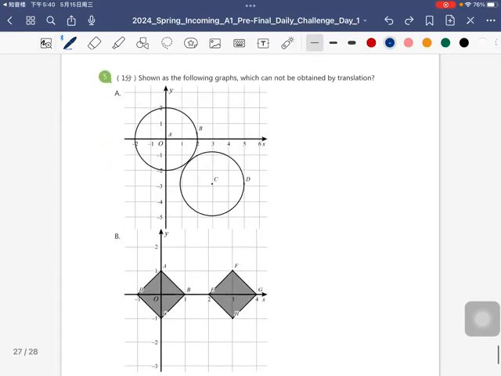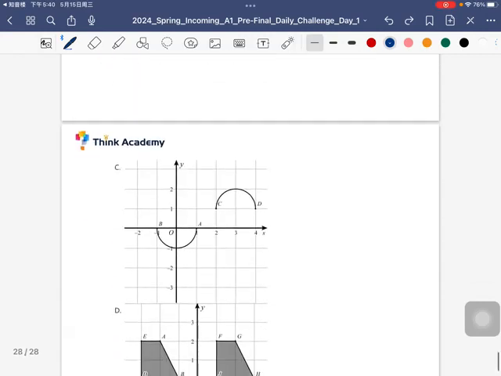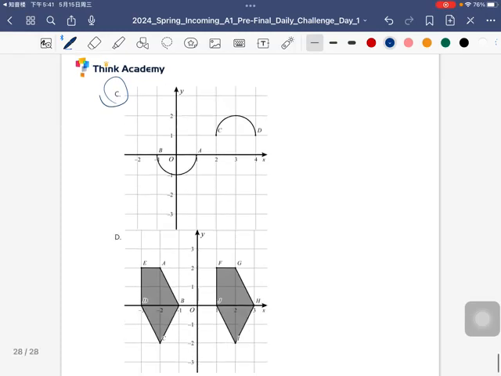All right, and then for the last problem, it's showing us the following graphs, and asks which cannot be obtained by translation. So translation means movements, right? You're moving to the left or moving down, right? You move in certain directions. Okay, so obviously you can get A, you can get B, but C you do need to rotate it, right? So C is not going to be created through translation, and you can also get D as well.